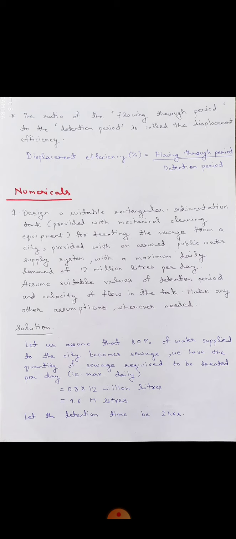Now coming to the solution, first of all we will assume that 80% of the water supplied to the city becomes sewage, meaning the water which is consumed by the people for various purposes. Of that water, 80% goes into the sewage. Okay, so you will calculate with the value 0.8. 80% means 80 divided by 100, into 12, we multiply the total quantity of water, so it will come to 9.6 million liters. Okay, that means 9.6 million liters of the water will be transformed into sewage water.